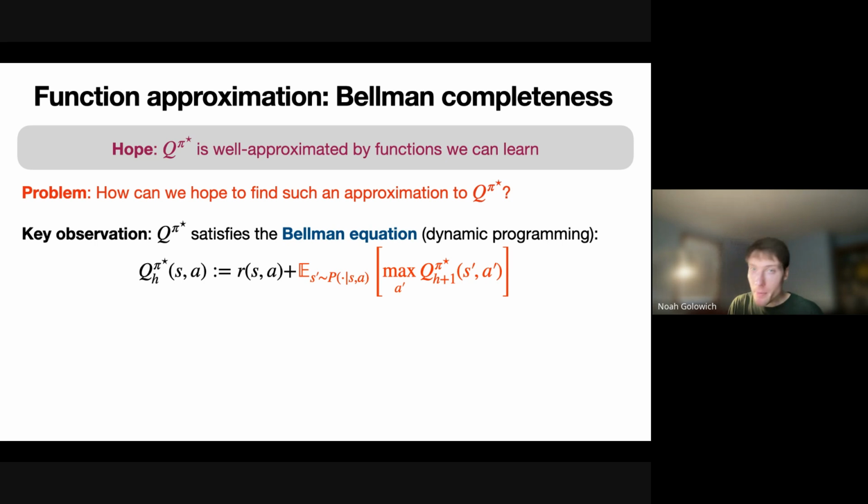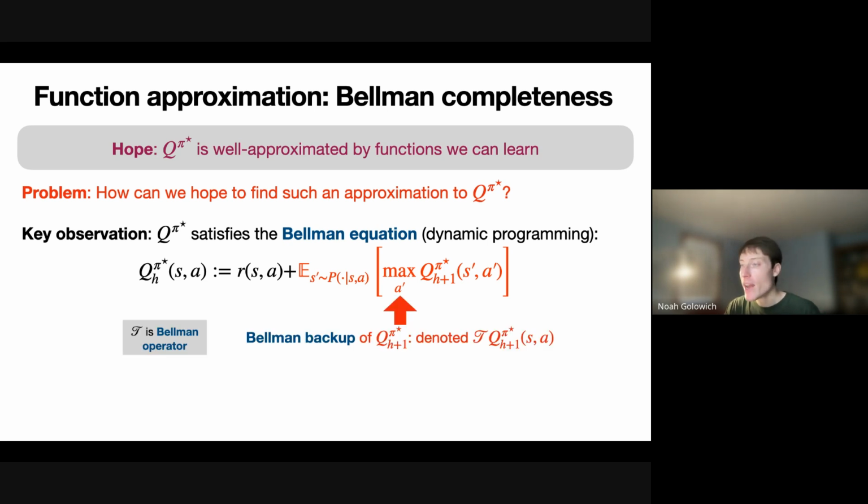To answer this question, one important observation is that q pi star, the optimal value function, satisfies the Bellman equation. In other words, q pi star at any state action pair SA is simply equal to the reward at SA, R of SA, plus the expected value of the optimal value function at a subsequent state S prime, which is drawn according to the transition kernel P of SA. This Bellman equation is simply an instantiation of the dynamic programming algorithm for computing an optimal value function.